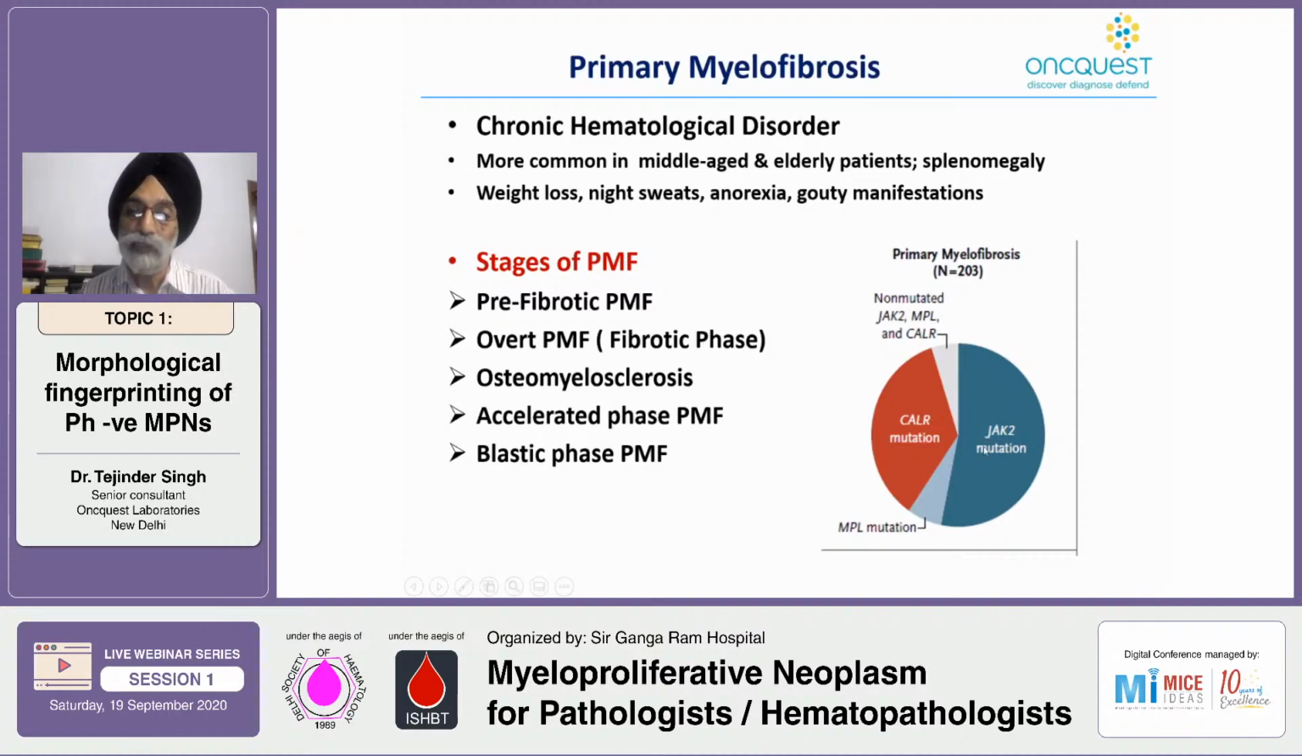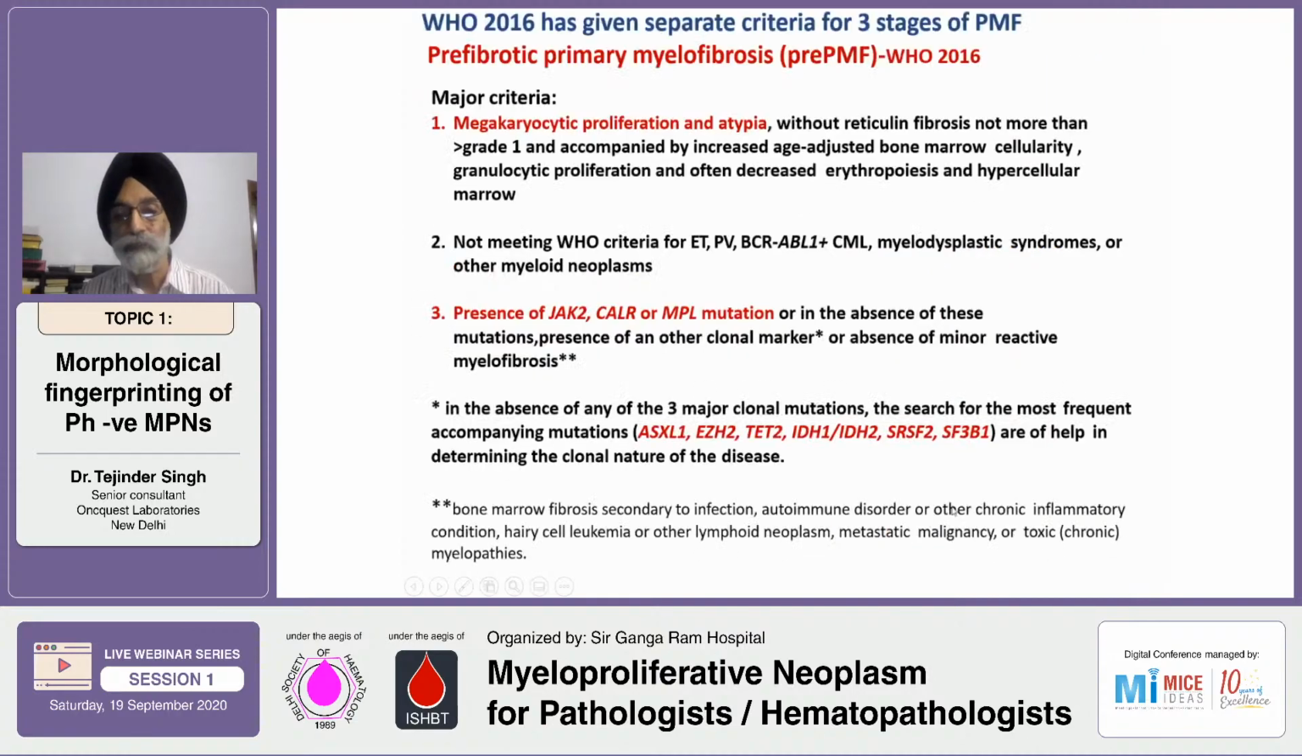Now JAK2 mutation is present in about 60%, CALR is present in about 30%, then we have triple negative about 5 to 7%, and about 5 to 7% cases have MPL mutation. Now since WHO has classified and they have given separate criteria for prefibrotic, for fibrotic, and for osteomyelosclerosis.